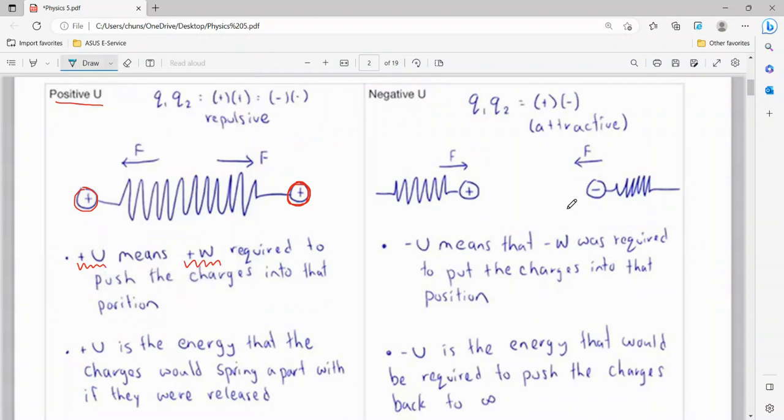if we have an attractive force, so we have a positive and a negative charge, they would want to go together. But you have to push them apart and keep them away from each other, and that would mean doing negative work, because negative work was required to put the charges into that position. So it's similar to the repulsive force, except it's kind of like two friends that you have to separate because they like each other so much, right?